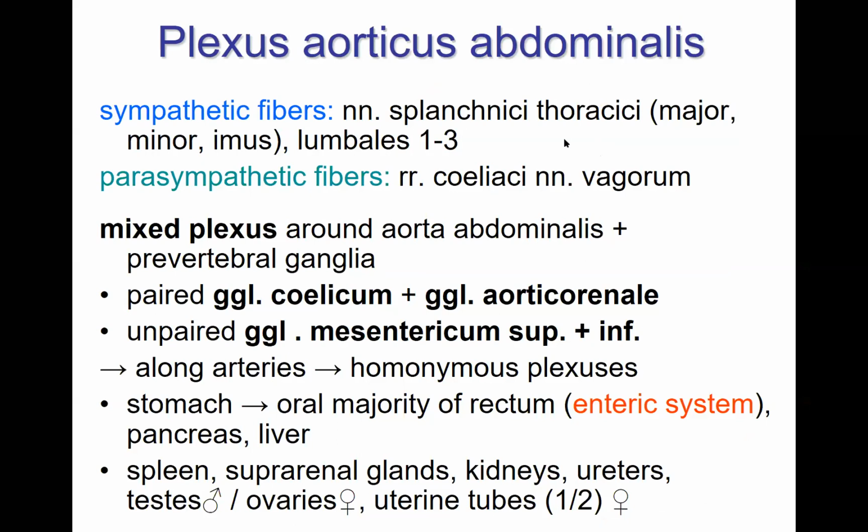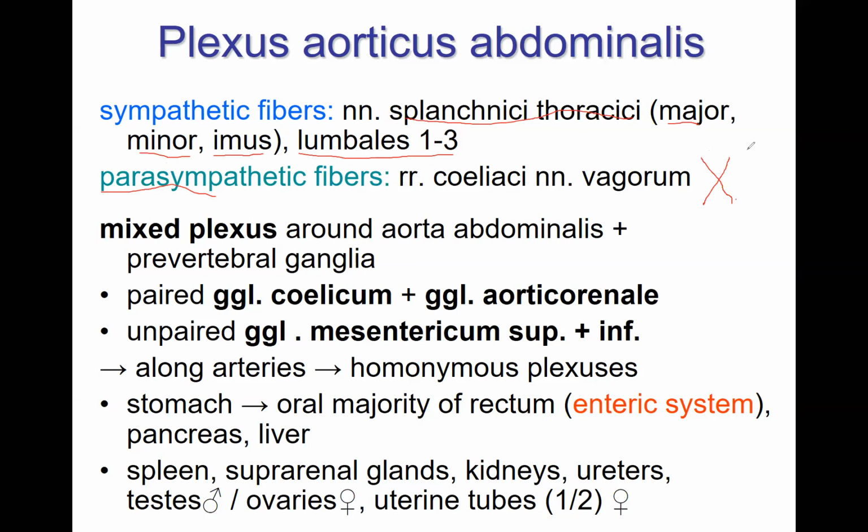It receives sympathetic fibers from the nerves we have talked about now. So greater, lesser, and the least thoracic splanchnic nerves. And fourthly, lumbar. The 4th and 5th go already down to the superior hypogastric plexus. But this plexus also receives parasympathetic fibers, via vagus nerve. So the vagus nerve brings the parasympathetic fibers into this plexus.